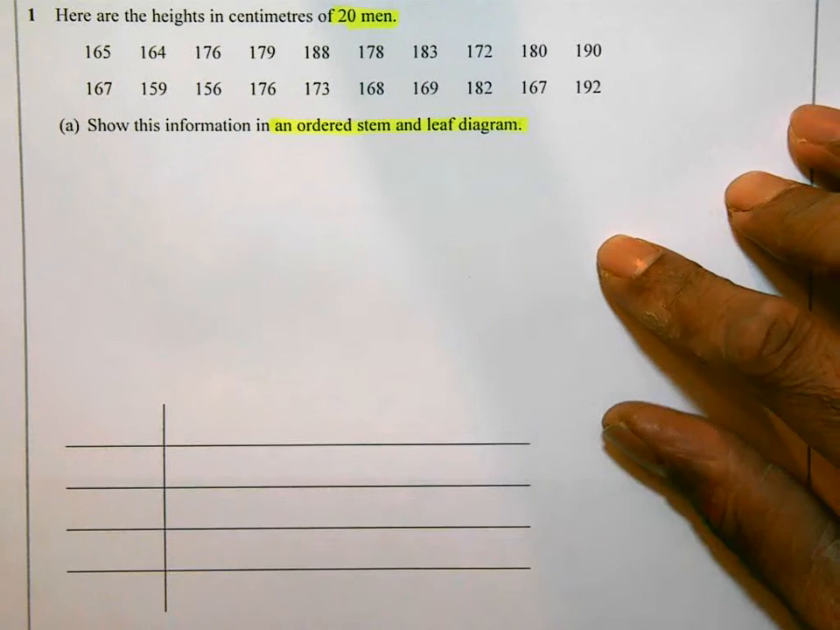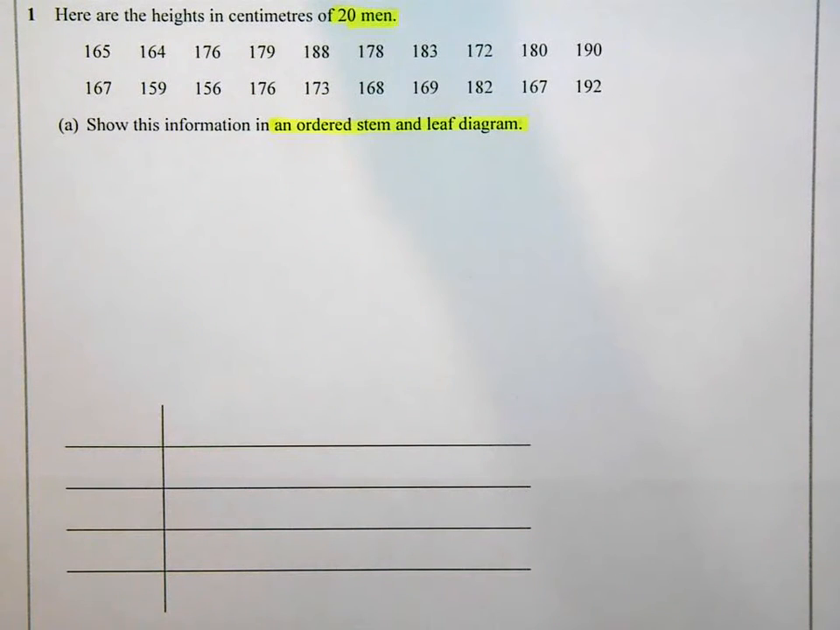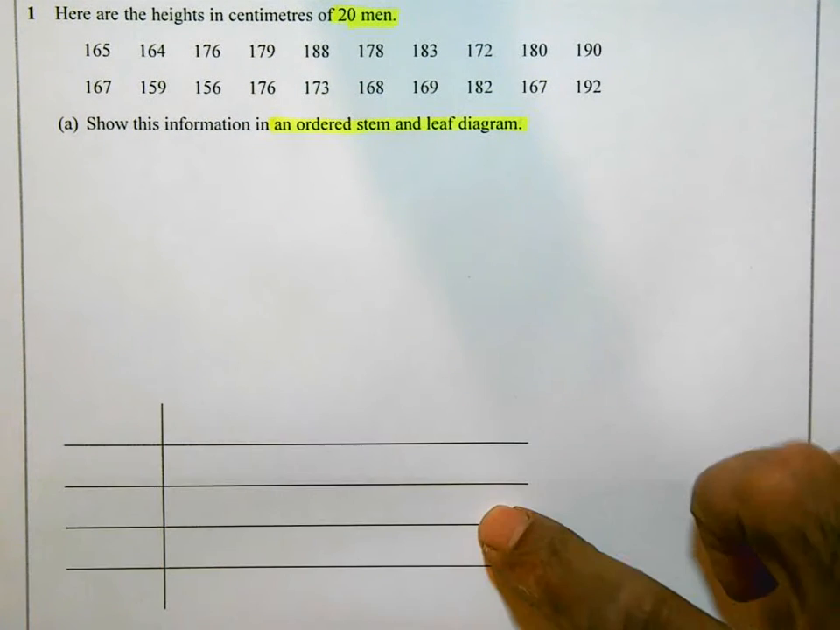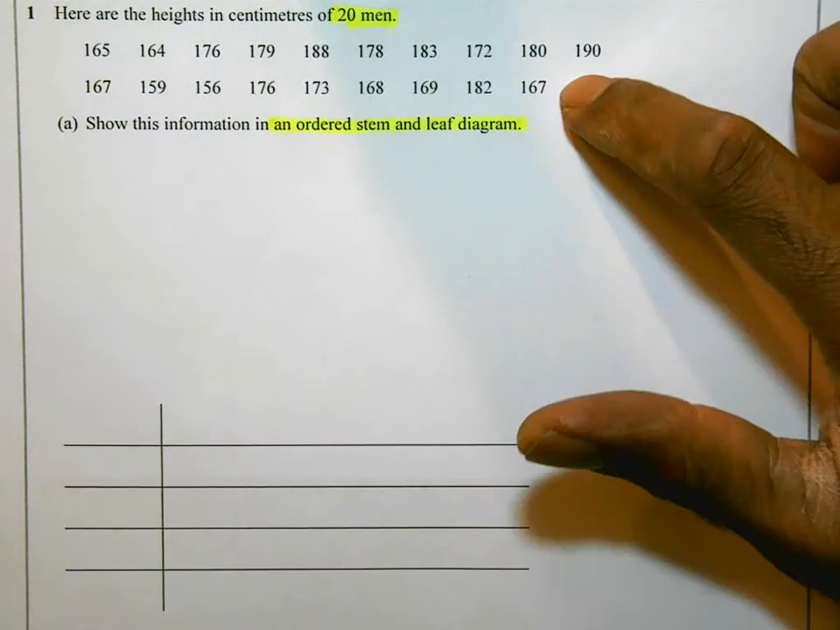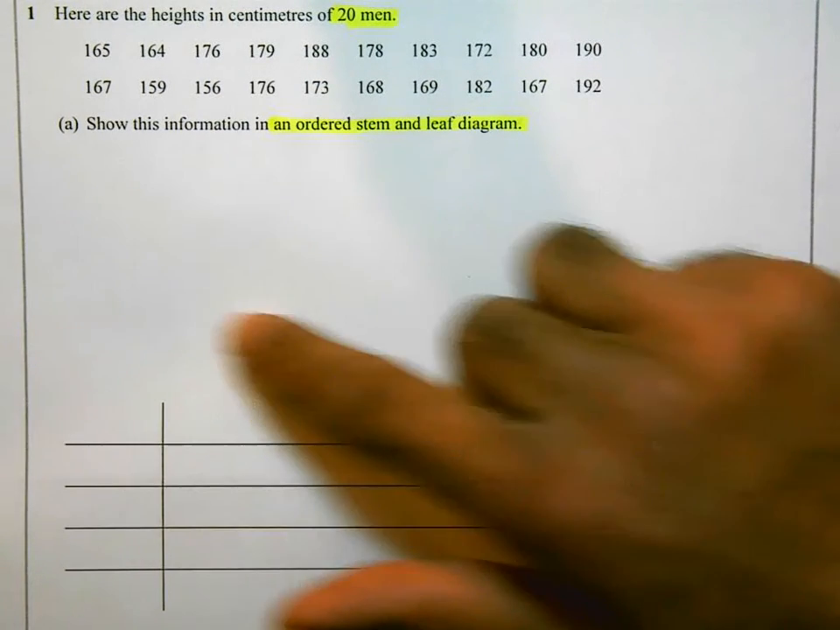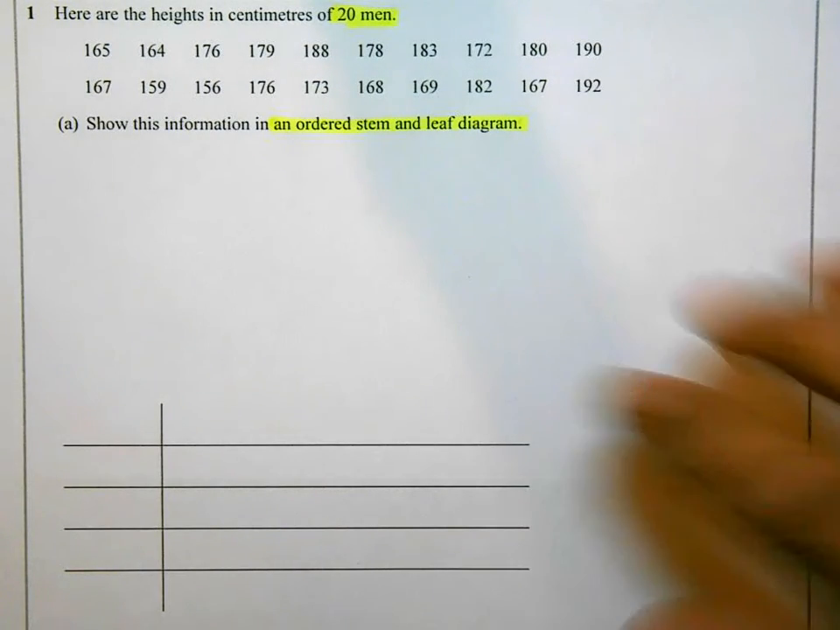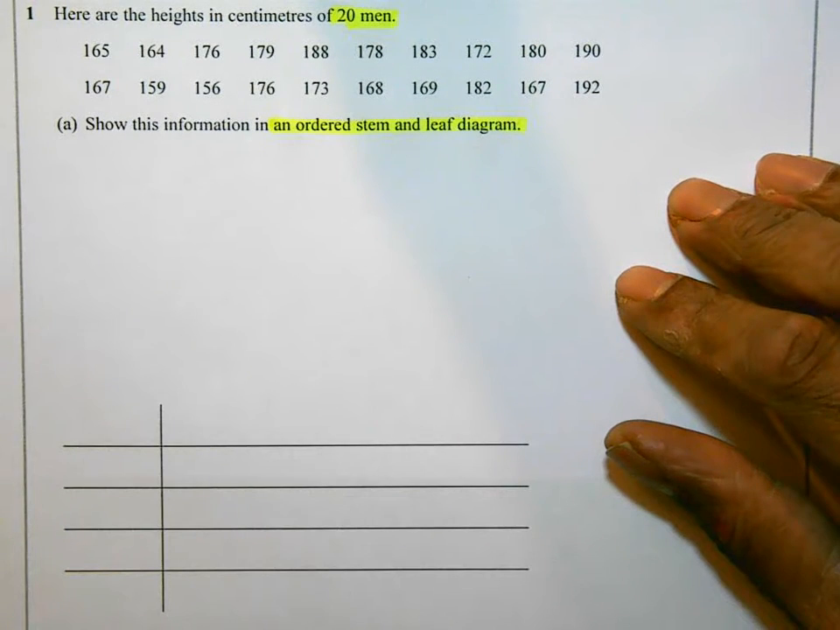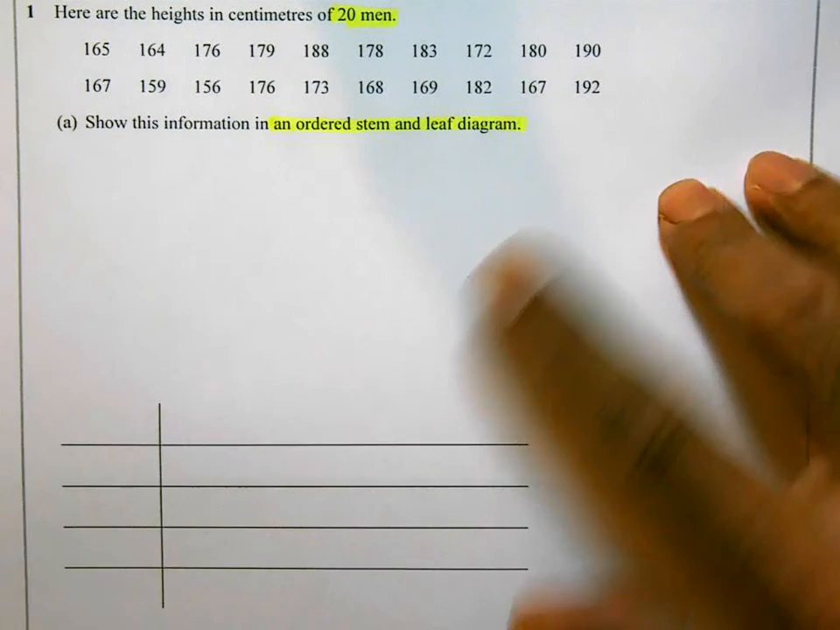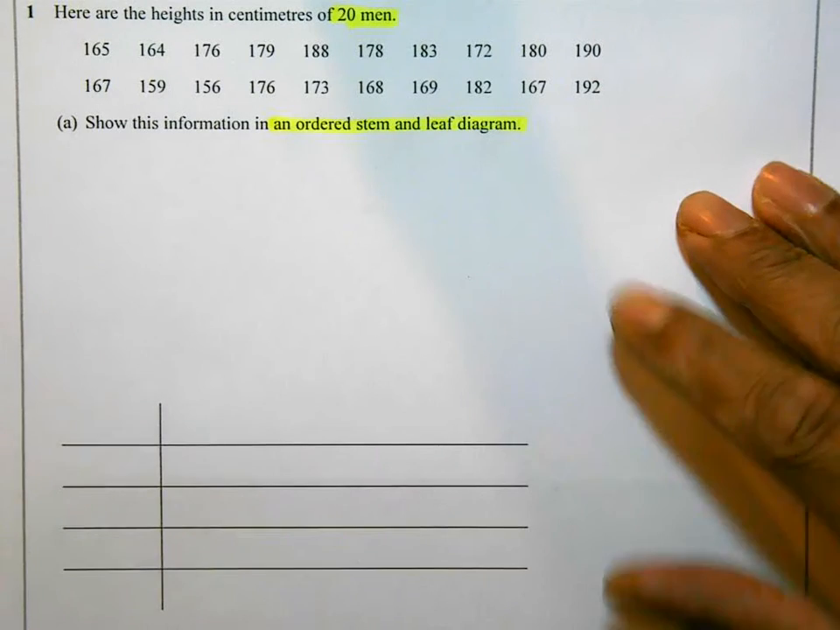So I've got the grid for the stem and leaf diagram down at the bottom. I've got my data over here. This space typically would be for doing a rough stem and leaf diagram, maybe not in order, and then sorting it out and putting it in order in the grid. I'm going to do it straight away into the grid.